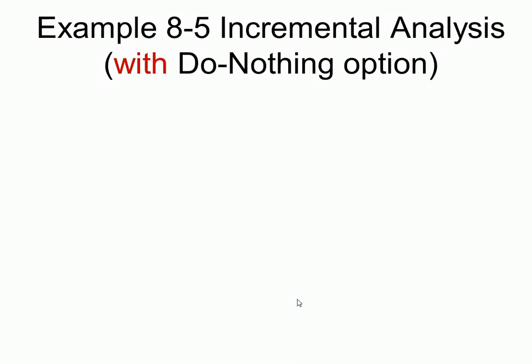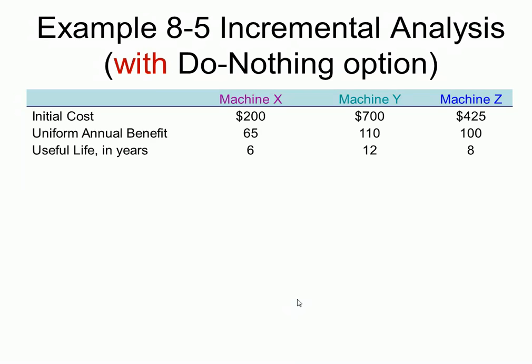So now let's take a look at an incremental analysis that does have a do nothing option, because all those examples that we just looked at before did not have a do nothing option. In this case, we have machines X, Y, and Z, and we also have a do nothing option. Notice that machine X is the lowest initial cost alternative, then machine Z is next. It's higher than machine X, but lower than machine Y, and machine Y is the highest initial cost alternative.